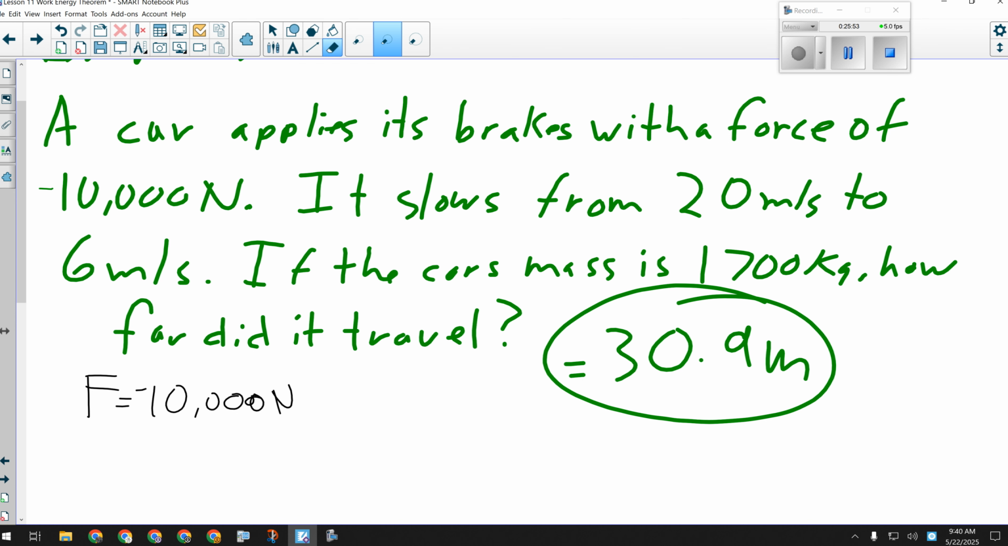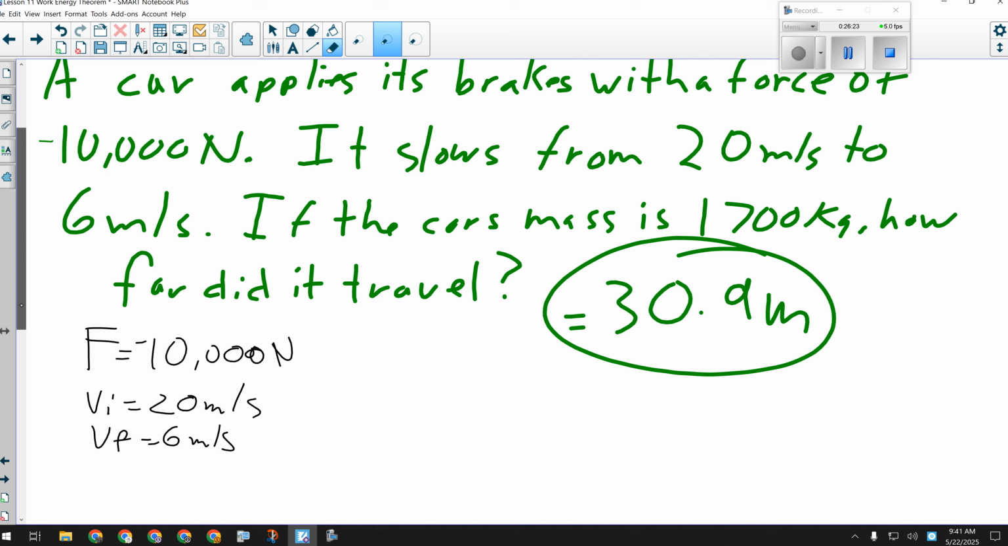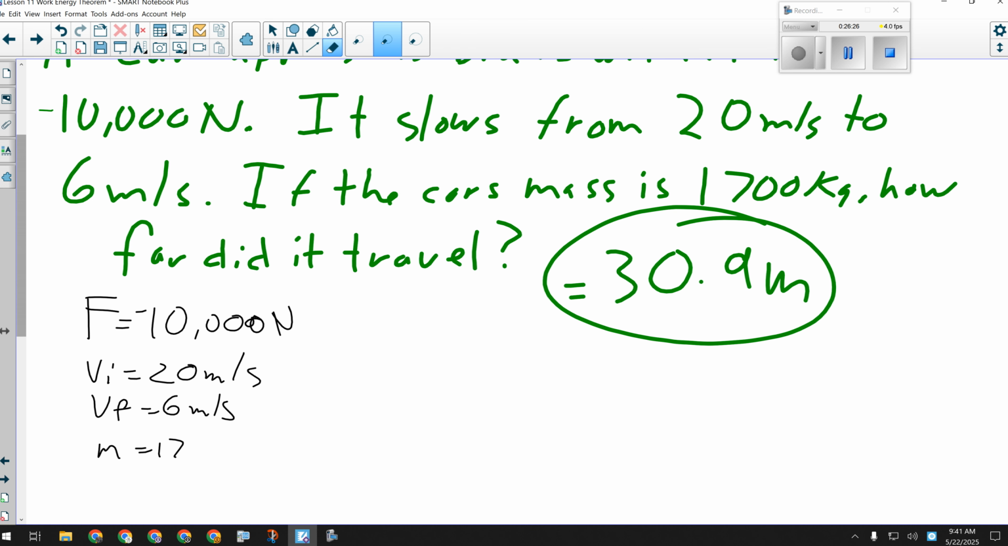And the last time I checked, and I drive a lot, applying the brakes does not make me go backwards. It makes me accelerate backwards, but never makes me go backwards, which would be a real safety concern. All right. Which one, 20 or 6, would be our initial? 20. And VF would be 6, and that's a context thing. And then if the car's mass is 1,700 kilograms, how far did it travel?